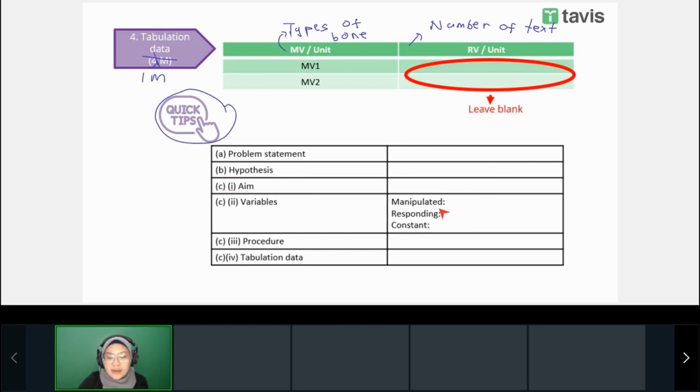Aim. What is your aim of the experiment? To study whether the compact bone is stronger or weaker than the hollow bone. Variables. What is the manipulated variable? Responding variable, constant variables, and procedure. Draw a diagram and write sentences to control your MV and RV. And last but not least, your tabulation data. On the left side is your manipulated variable, and the right side is the responding variable.